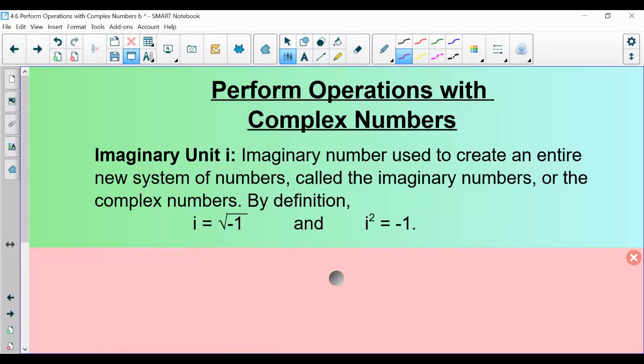You also need to know that i squared is equal to negative 1. And this should kind of make sense as it's a direct result of this if you were to square both sides. i squared is equal to, remember, the square root and the square cancel each other out, and you would just get negative 1. So you need to know that i is equal to the square root of negative 1 and that i squared is equal to negative 1.